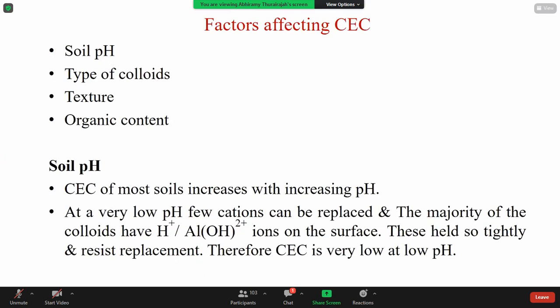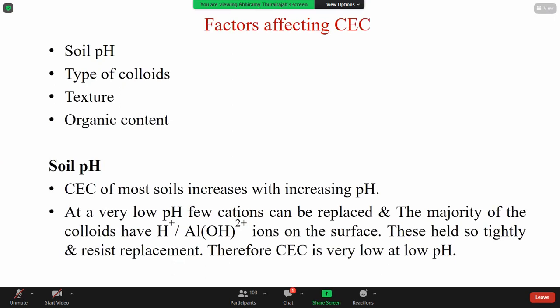So are you all clear about the cation exchange capacity? What do you mean by cation exchange capacity? Anyone please simply tell me. You have already discussed it in theory and practical also, no? Total exchangeable cations in the soil. Yes, total exchangeable cations present in the soil colloids. That is the cation exchange capacity.